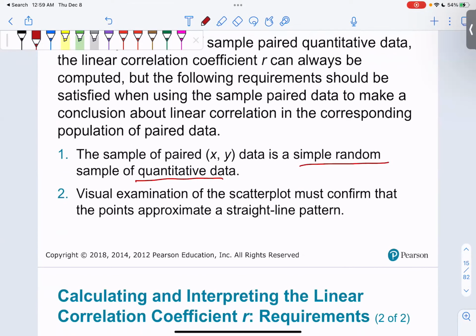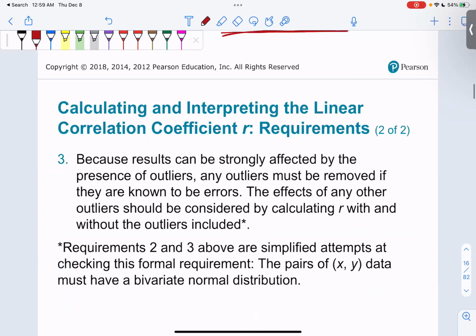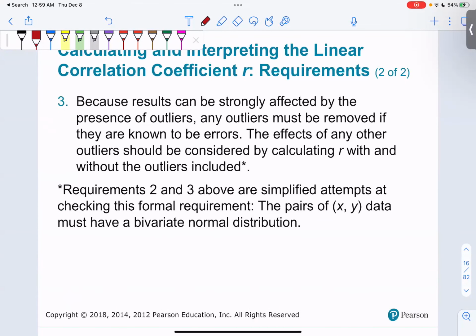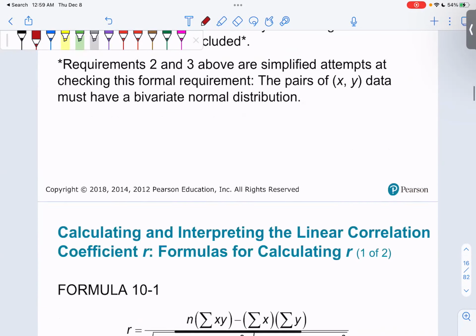And then also we must do the scatter plot. We must examine the scatter plot and confirm that we have somehow a linear pattern, so we can study the linear correlation. Also, if we have any outliers, we must remove those outliers first, right? Because the value of correlation is sensitive to outliers. So we check for outliers, and if we have outliers, remove them first, and then we can study the correlation.